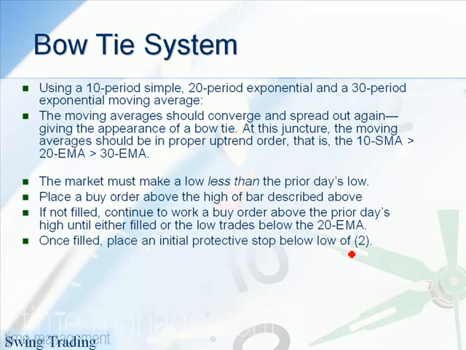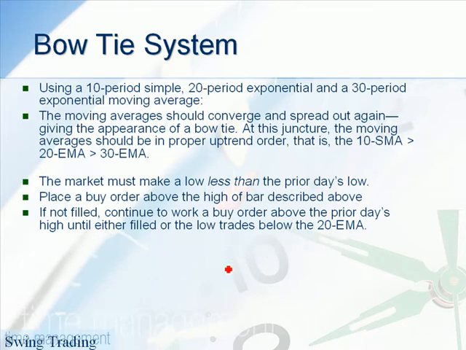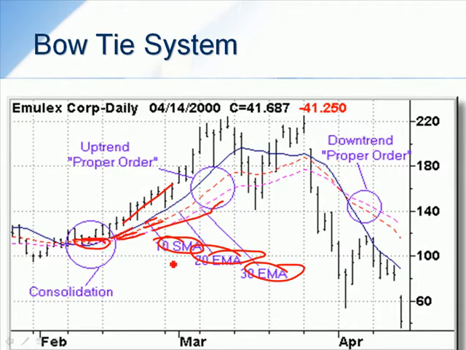Once filled, you place an initial stop loss below the low described there, and you trail your stop until you're stopped out or exit on whatever other mechanism. The exits are not the important thing on this one. So, for instance, with something like this, you've got the proper order here. You've got a low below the previous day's low.